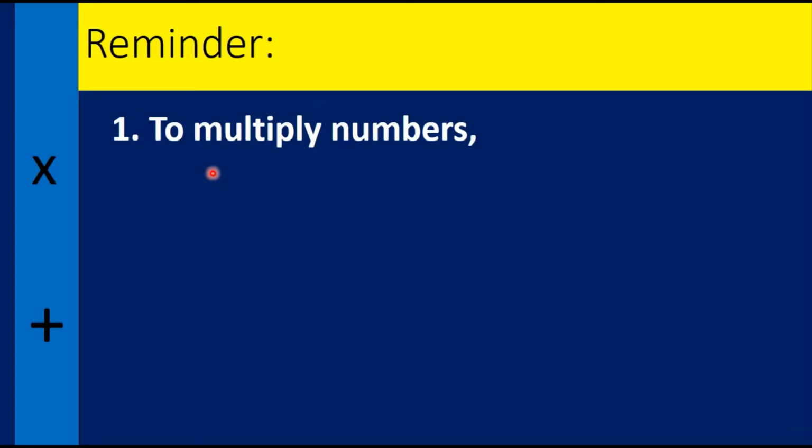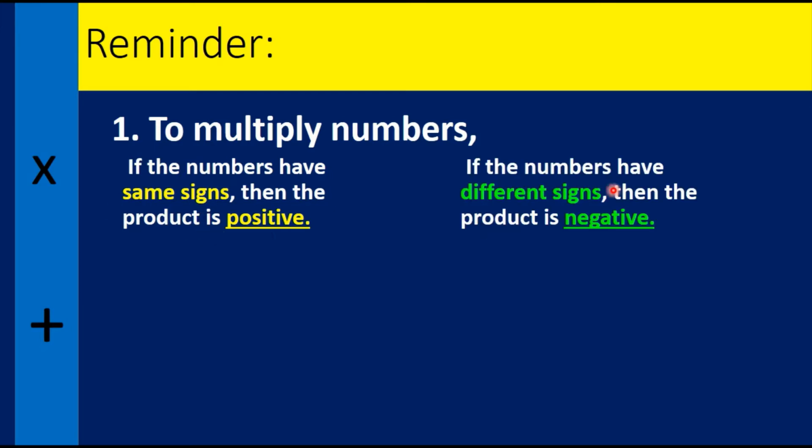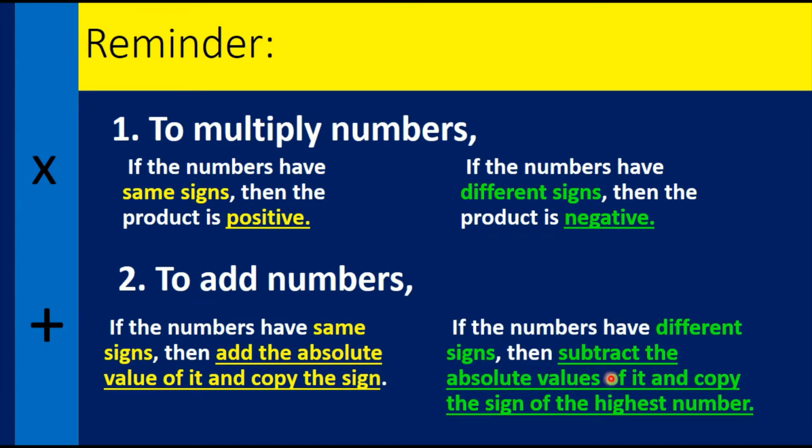Reminder, to multiply numbers, kapag parehas ng sign, ang product ay positive. Kapag different signs, ang sagot ay negative. And to add numbers, kapag parehas ng sign, i-add mo yung dalawang number at kopyahin mo yung signs nila. And then, if they have different signs, isubtract mo yung dalawang number na yun and kopyahin mo yung sign na may pinakamataas na number.